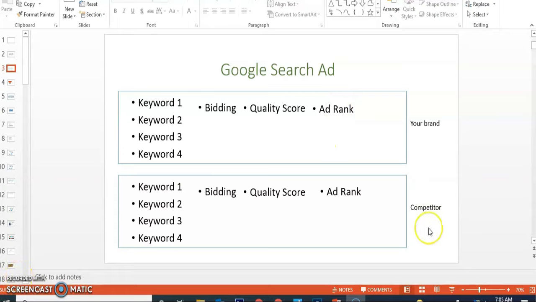And there are a number of other competitors who want to rank on these keywords as well. They have also made an ad and given a bid, and their quality scores are also calculated by Google. So how do you know how you are performing on these keywords as compared to your competitor? This we will learn in this video.